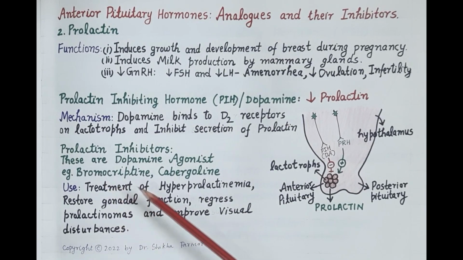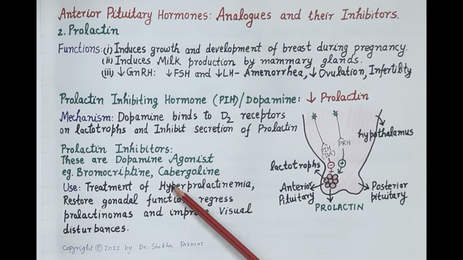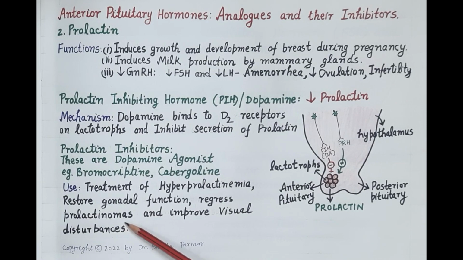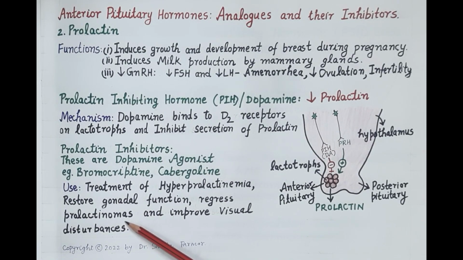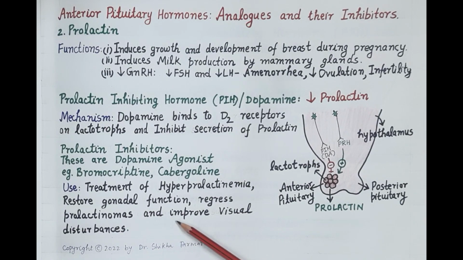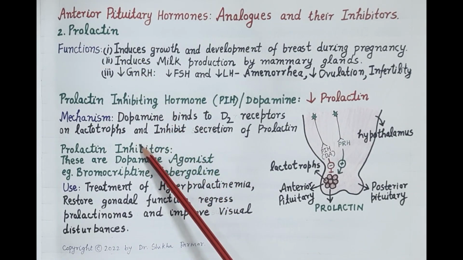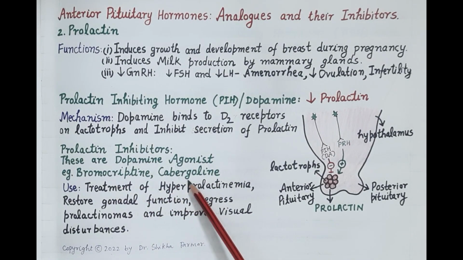So, bromocriptine and cabergoline also inhibit secretion of prolactin from these prolactinomas. They regress prolactinomas and they also improve visual disturbances. So, this is in brief on prolactin and prolactin inhibitors, that is dopamine agonists, namely bromocriptine and cabergoline.